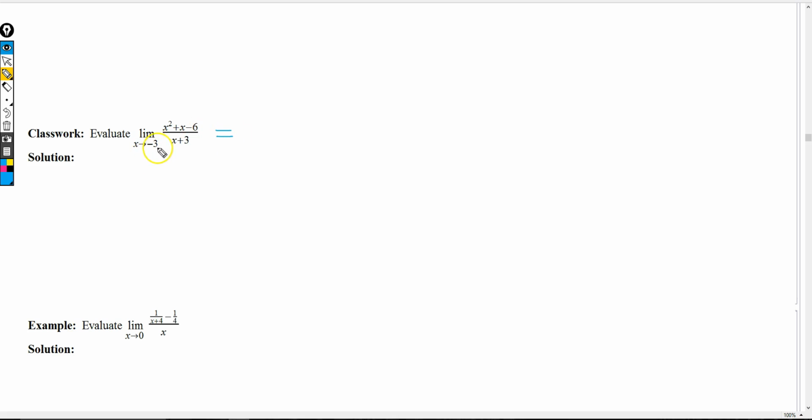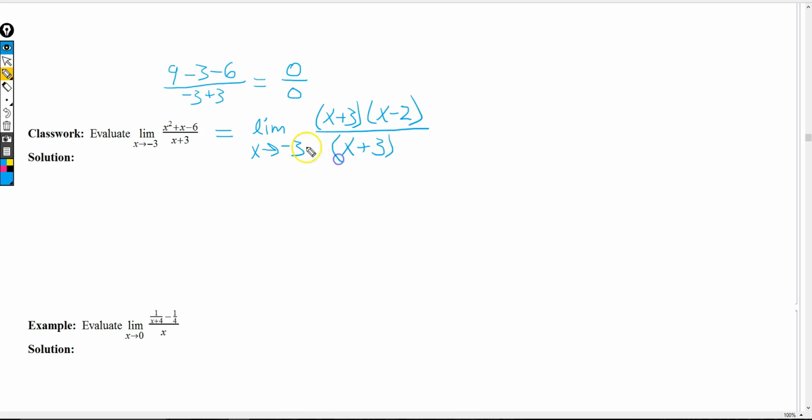Now let's notice first of all, if we plug -3 into the numerator and the denominator. If I put -3 in the top, I get 9 minus 3 minus 6. And then if I put -3 in the denominator, I get -3 plus 3, and of course we get the form 0 over 0. So that indicates this limit may exist. Alright, well, we will write this as a factored fraction, and now you see the x plus 3's can cancel.